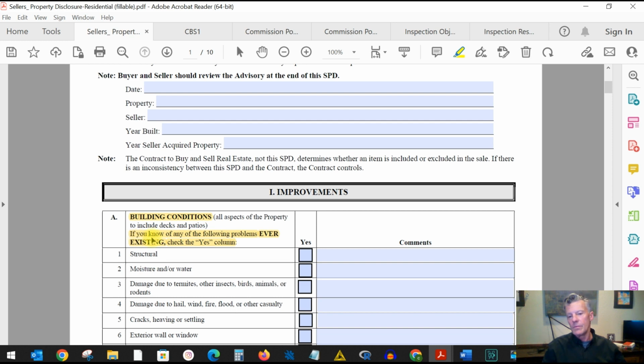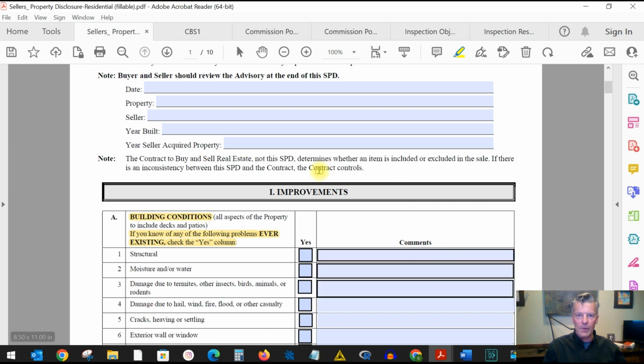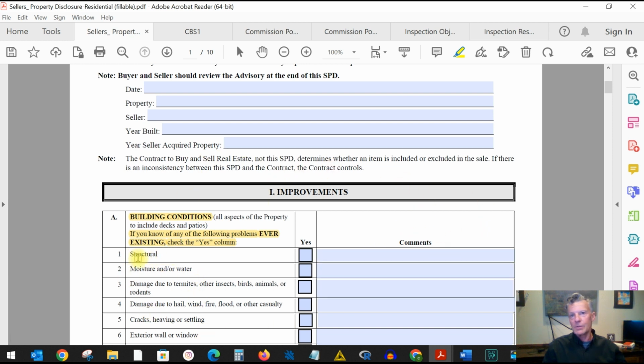If the seller knows of any of the following problems ever existing, check yes. That would be this. Okay? And ideally, if they check yes, they're going to give us some explanation and some details and some context. And you'll want to get all this before your inspection because a structural issue would be something separate from your general inspection. If it ever existed.